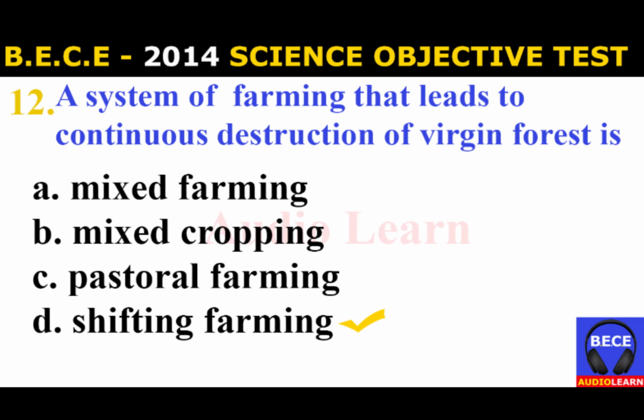Number 12. A system of farming that leads to continuous destruction of virgin forests is A. Mixed farming, B. Mixed cropping, C. Pastoral farming, D. Shifting farming. And the answer is D. Shifting farming. A system of farming that leads to continuous destruction of virgin forests is shifting farming.